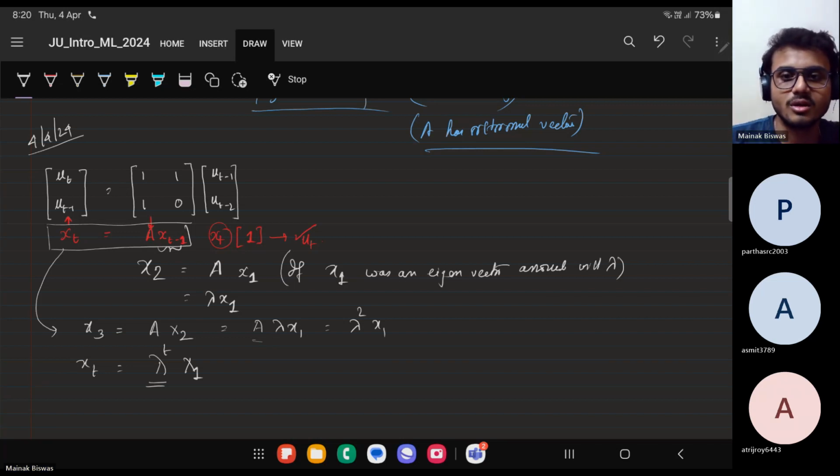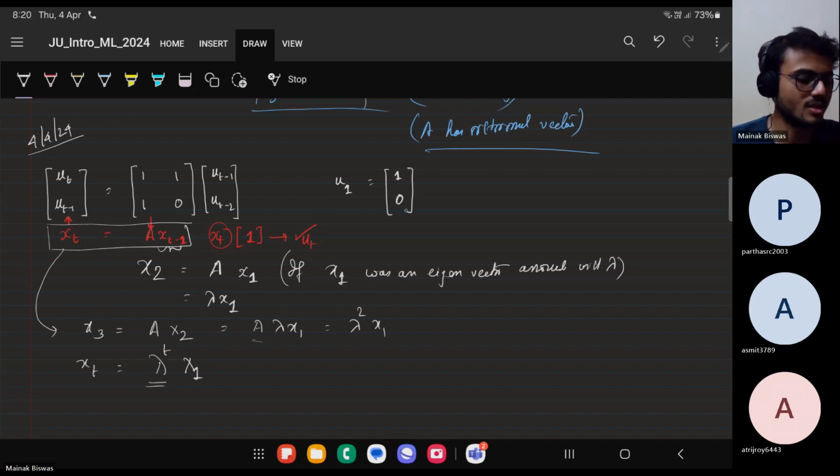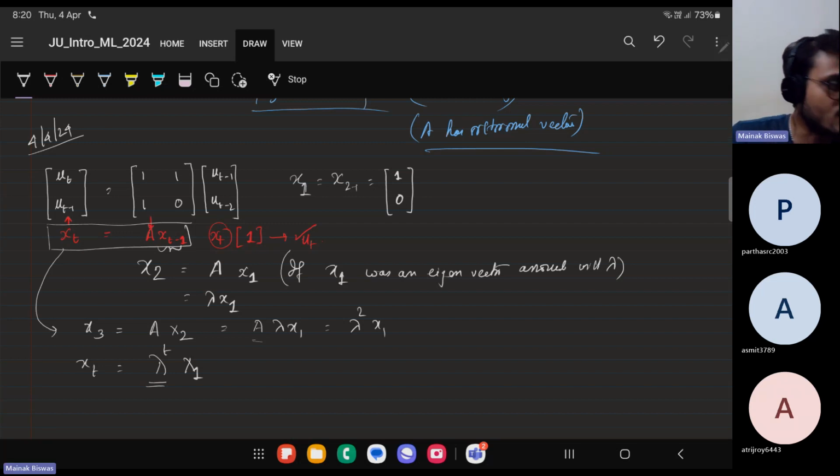Yes or no? But x1 is not an eigenvector, right? Just see, what is x1? That is u0. u1 is equal to 1 comma 0, right? This is what we want, right? This is x2 minus 1, that is x1, right? This is your x1. Do you agree?